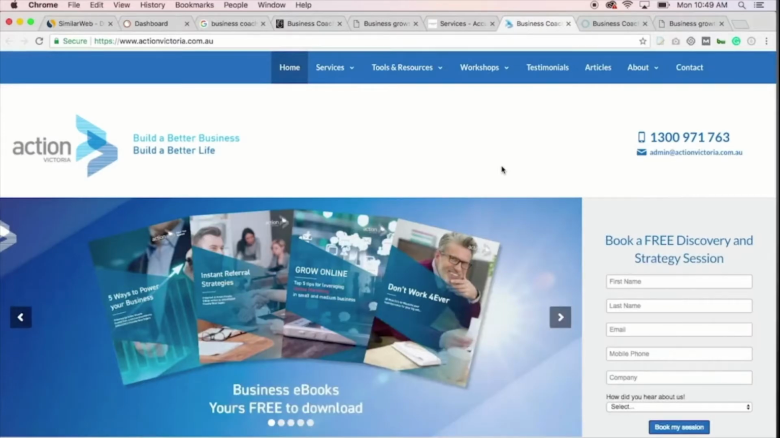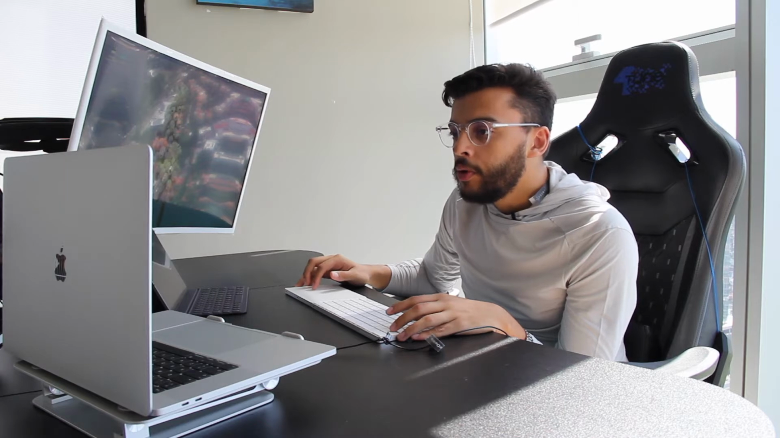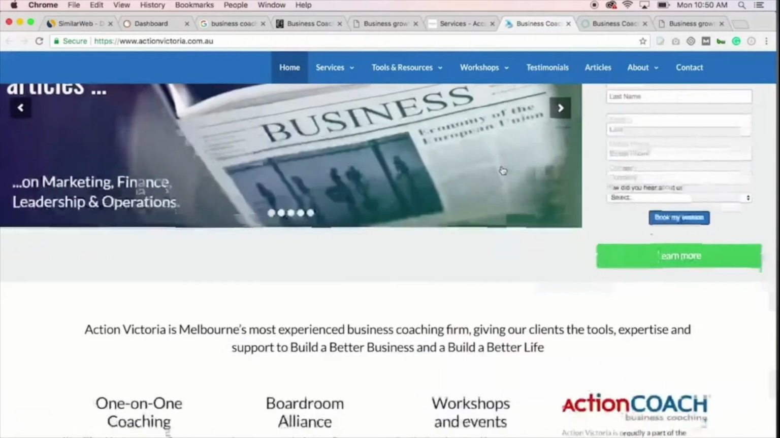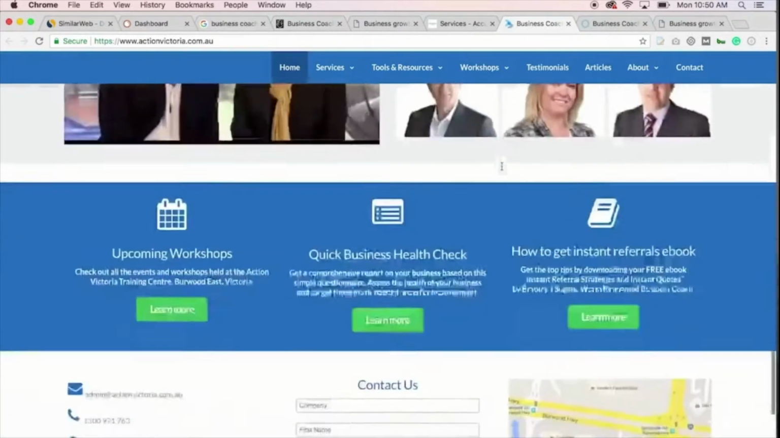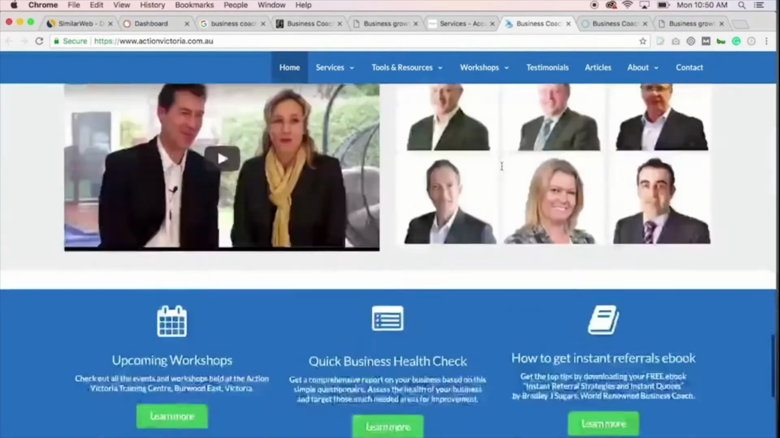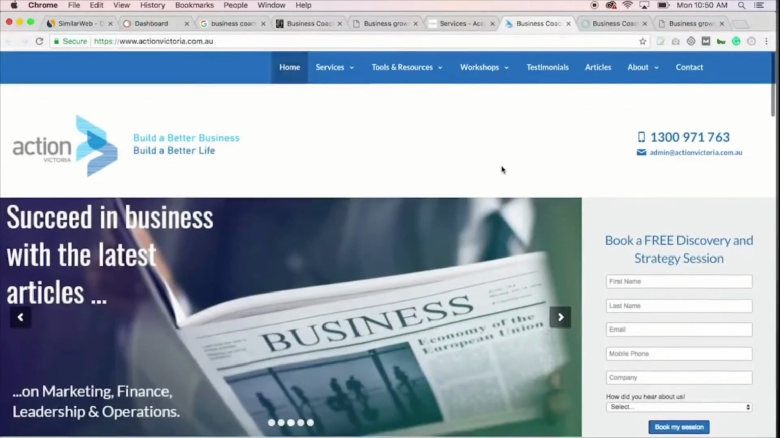Here's another one, Action Victoria. Again, they're offering me lots of ebooks, multiple choices here. There are 4 different ebooks. Scrolling down, again, there's no clear offer. There was a mention of an ebook at the top of the page, but now it's gone.